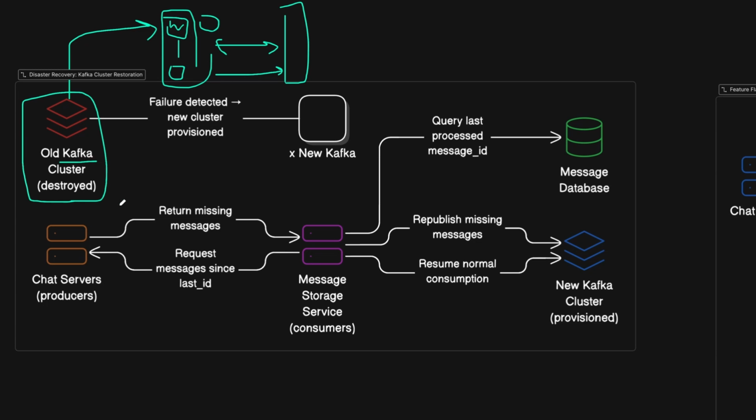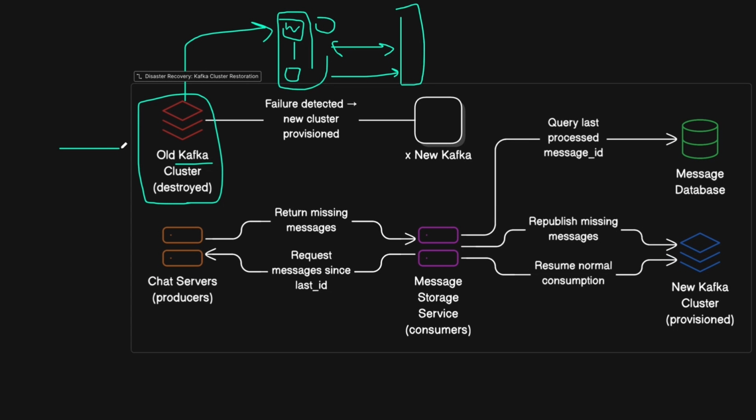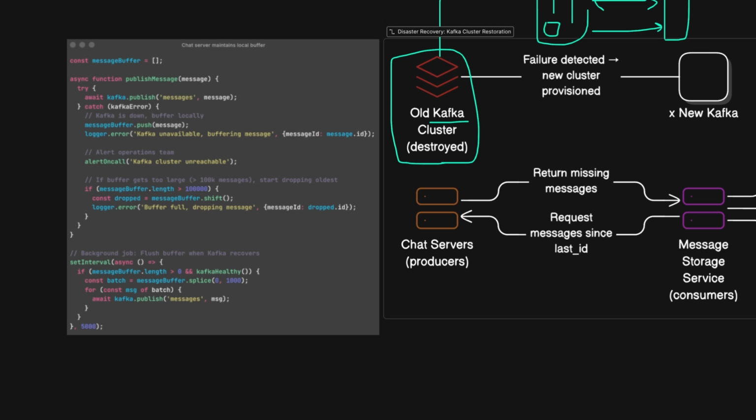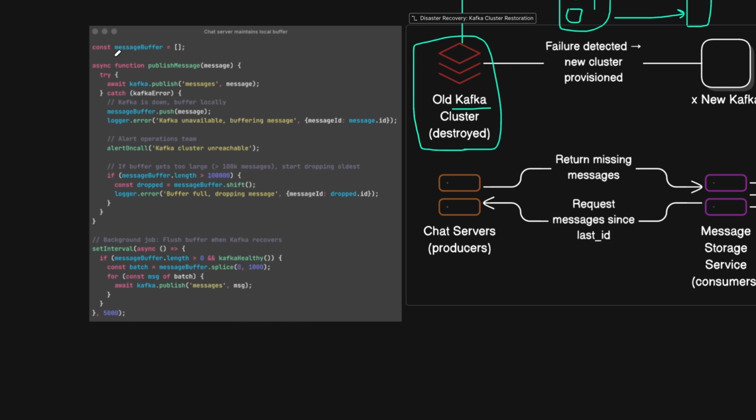This means that chat servers can't publish any messages. All of the chat servers were sending messages to this cluster, right? And now they are no longer able to do that. So the message storage service can't consume the messages, which means that messages are not persisted, and this can be data loss. In such cases, we need to have a mitigation of a local buffer. So let's say we create a message buffer before trying to publish messages to Kafka in the code.